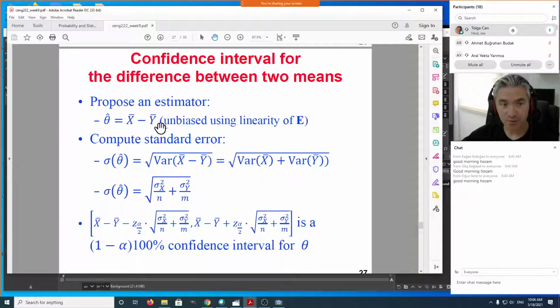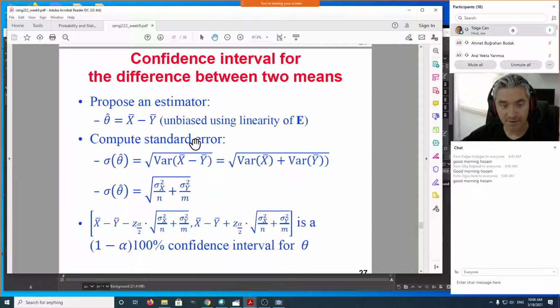We are not using absolute value or anything. It's not the distance between population means. The second population's mean is subtracted from the first population's mean. So this is our estimator. It's an unbiased estimator because of the linearity of expectation again. If each of these are unbiased, we know that x bar is unbiased. This is mu x minus mu y, which is what we are looking for.